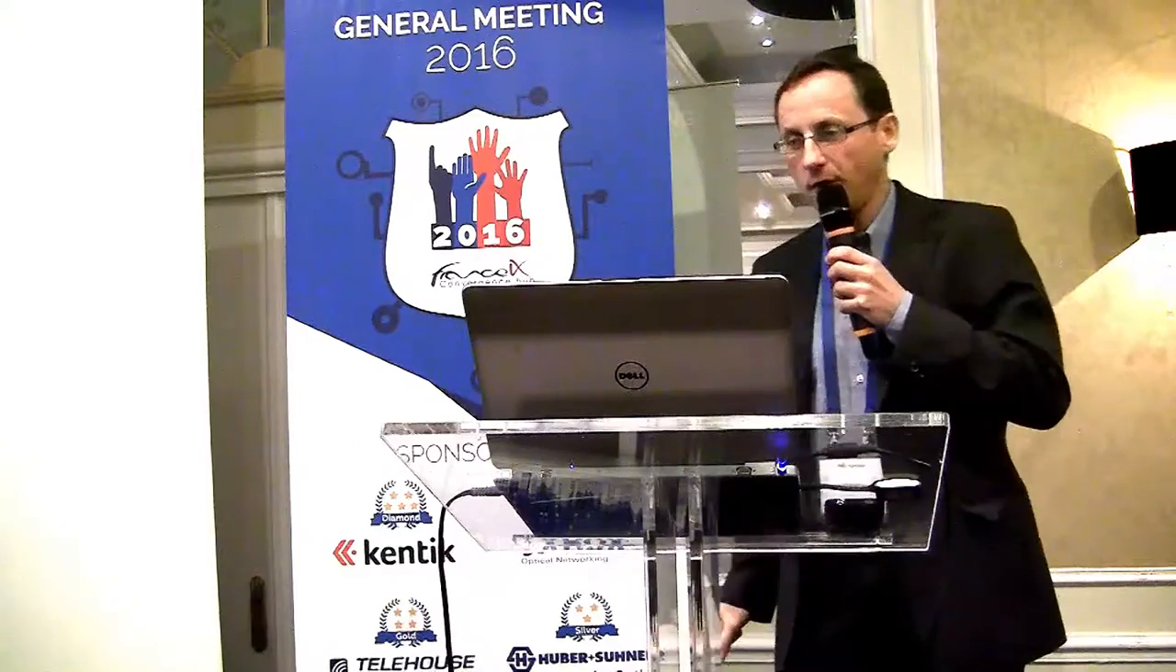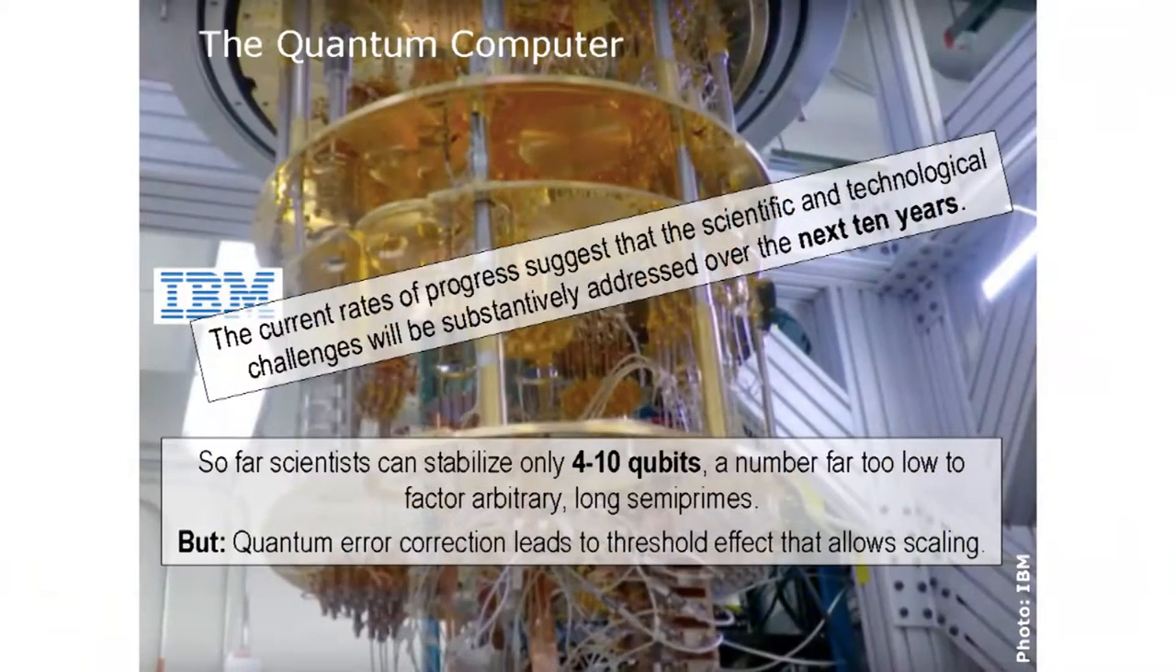It doesn't look so far off, but now let's have a look at what scientists were really able to do. Up to now, they can stabilize maybe 4 to 10 quantum bits, which is actually far too low to factor large semi-primes. But now the question is what makes them believe that they can make progress within 10 or 15 years. Maybe one reason is there is some work on quantum error correction, which basically leads to some kind of threshold effect. Once you are able to take the error threshold low enough with quantum error correction, you can more easily scale to a higher number of qubits.